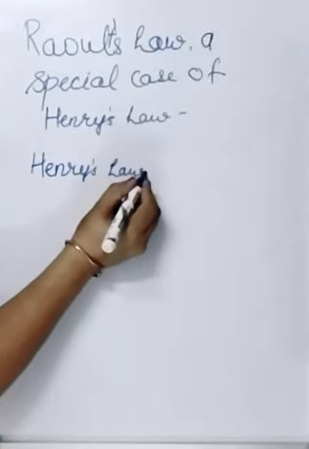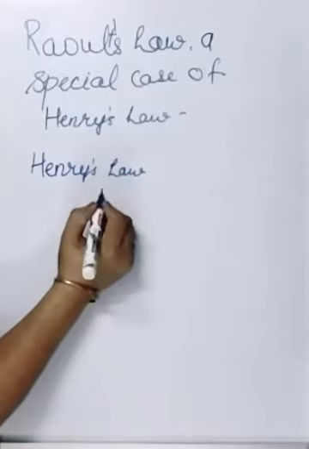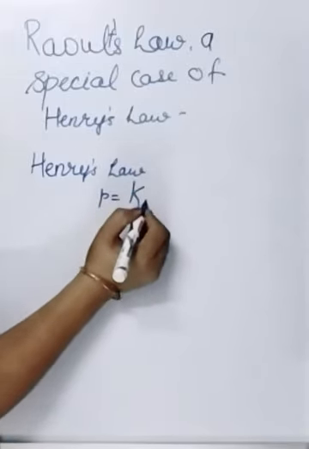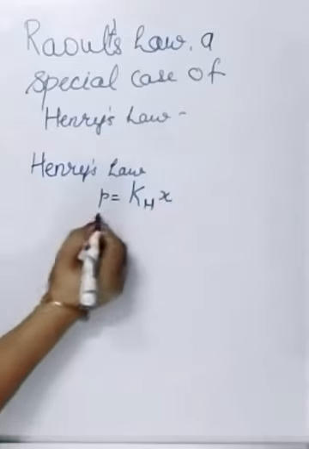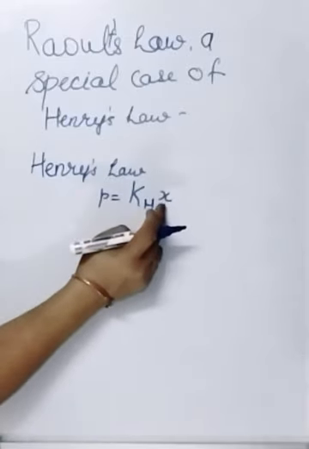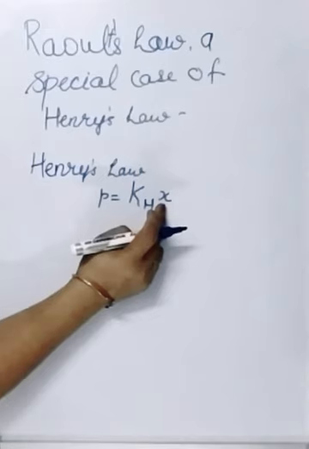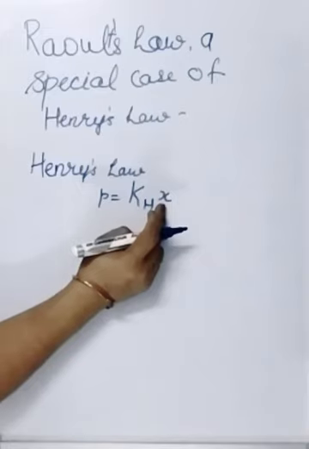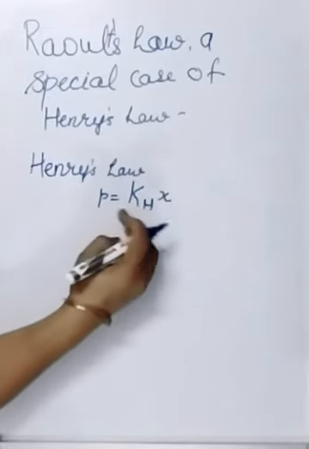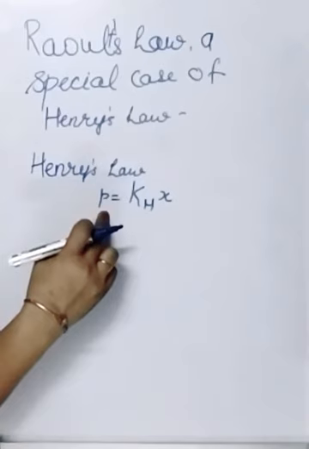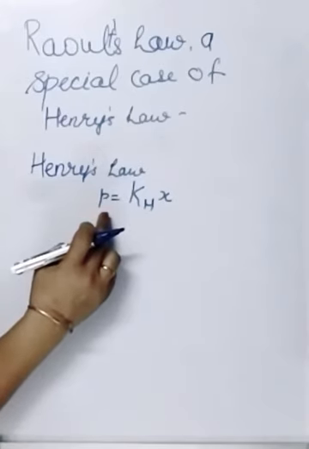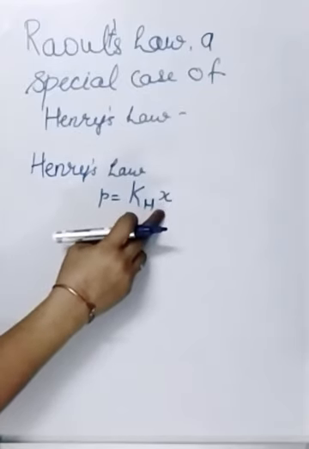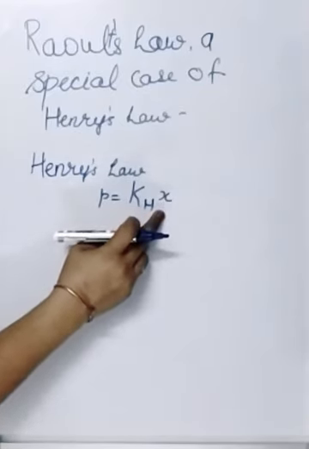The expression is P equals KH X, that the solubility of gas in a liquid solution is directly proportional to the pressure applied, or the partial pressure of gas dissolved in the liquid solvent is directly proportional to the mole fraction of the gas in the solution.